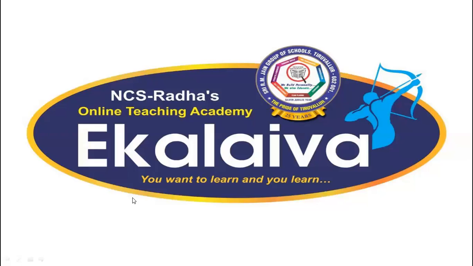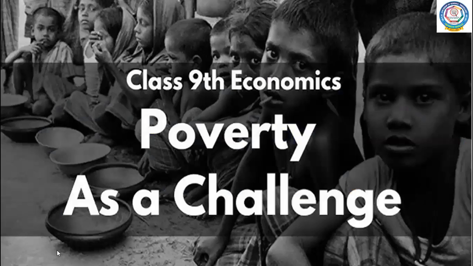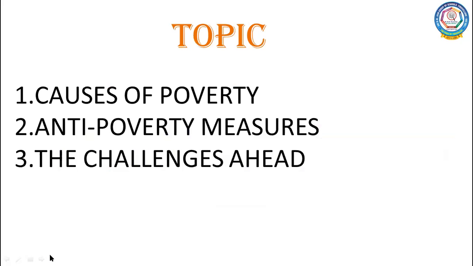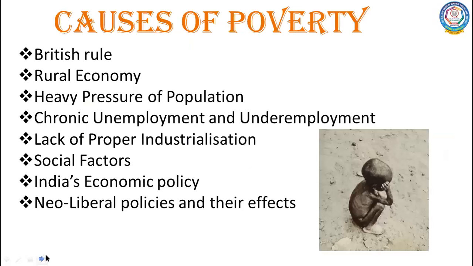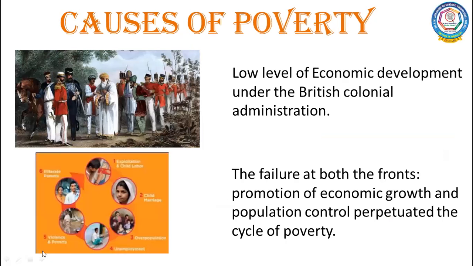Of course, our school logo, the chapter name Poverty as a Challenge, and the topics which we went through just now: causes of poverty, anti-poverty measures, and the challenges ahead. So all the topics which I just taught you. Now you can see the Britishers over here, where we are becoming slaves under them, right? And you can see the failure at both fronts, that is promotion of economic growth and population control, which perpetuated the cycle of poverty.